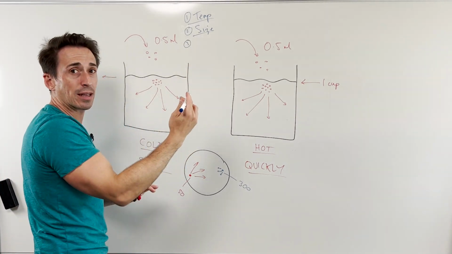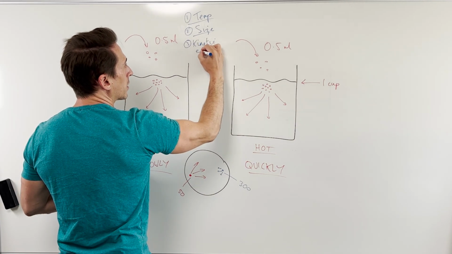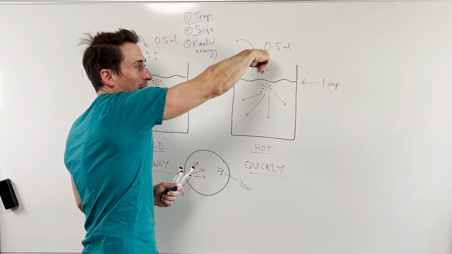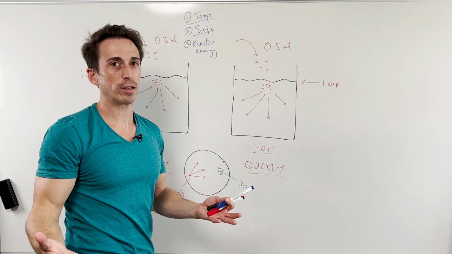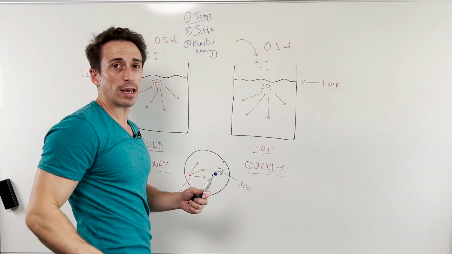So we could add kinetic energy to it. What am I referring to here? Kinetic energy is if I were to get a stirrer and put a stirrer in and start doing this, diffusion rate's going to increase super quick because again, I'm adding energy into the system. That's all the stirring is doing.